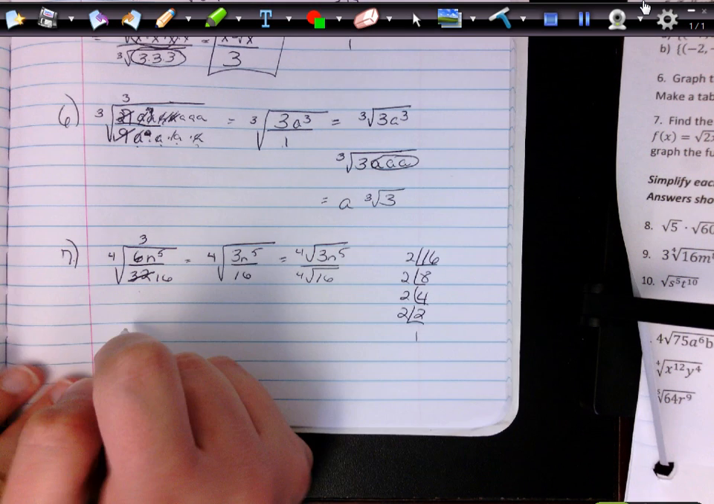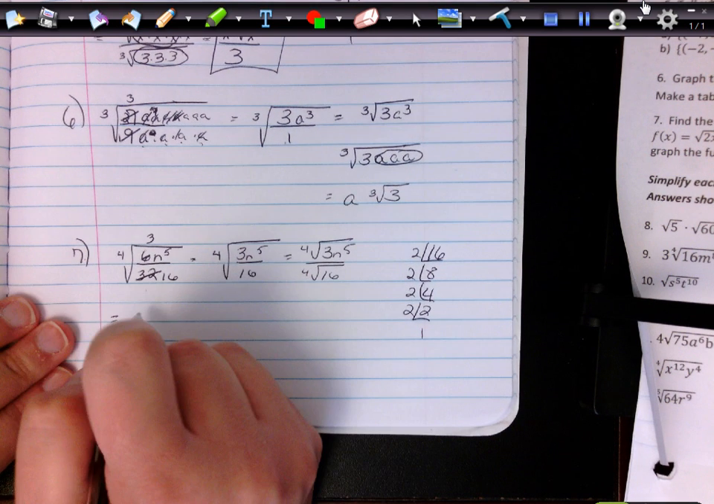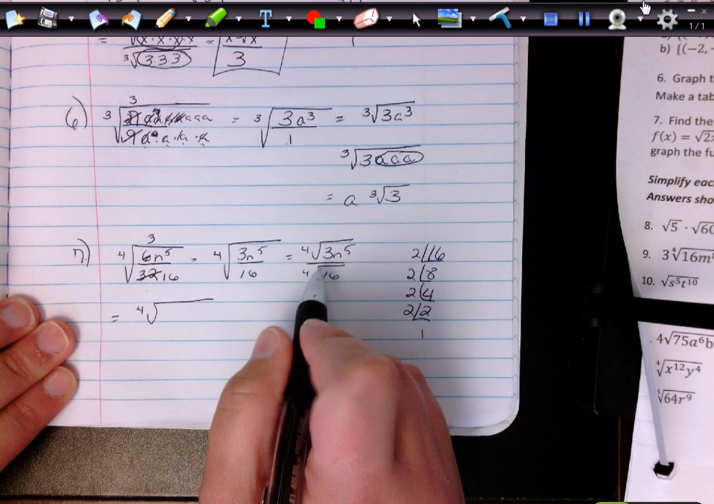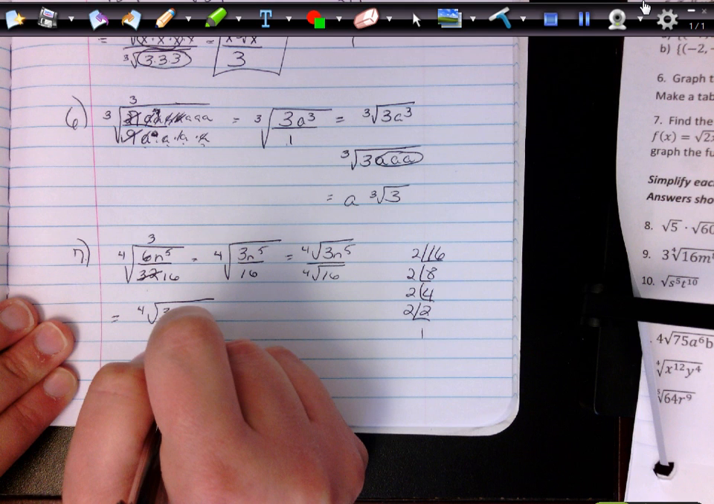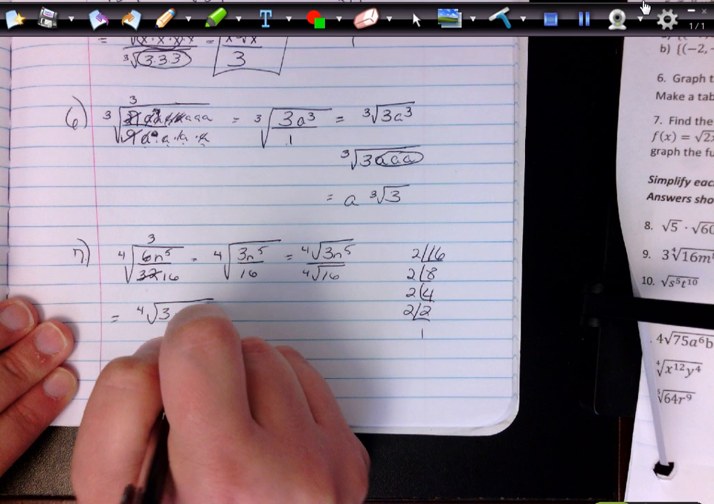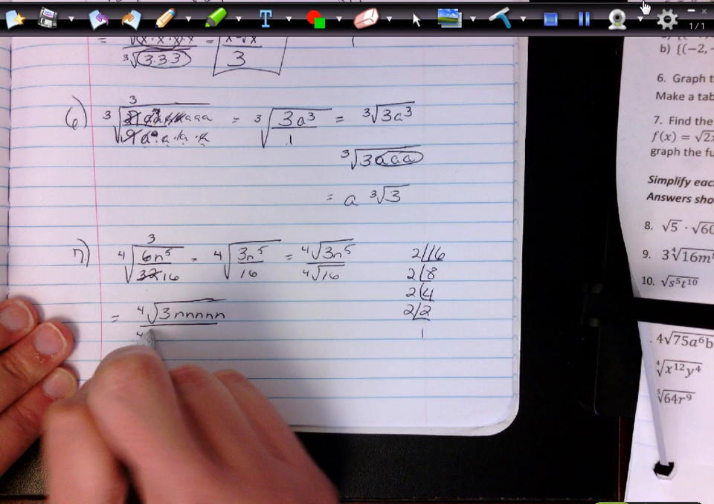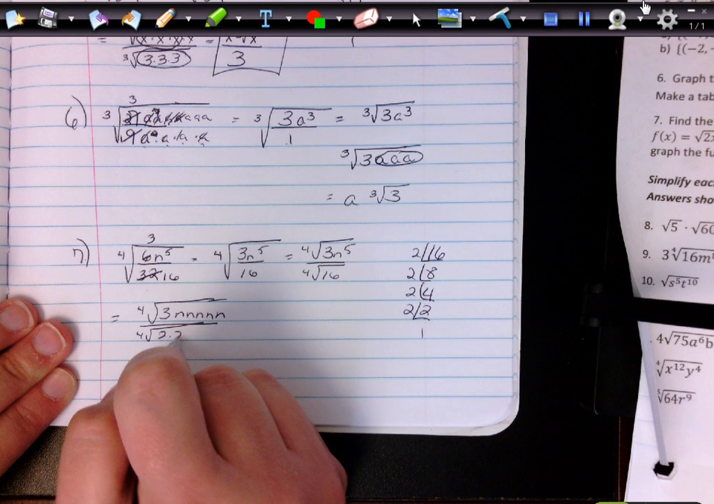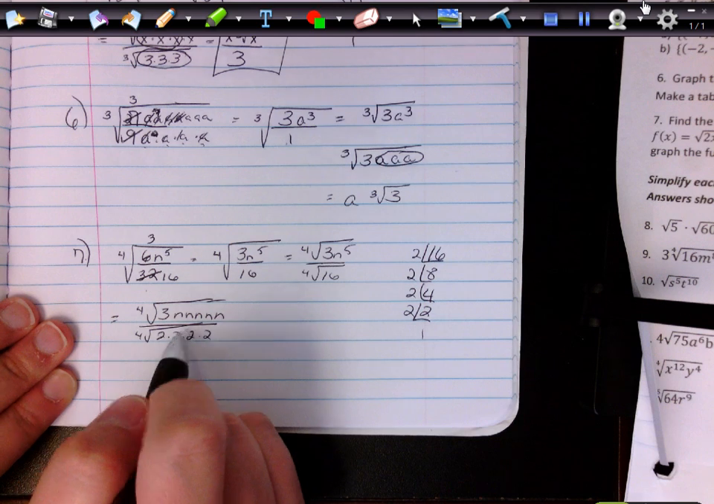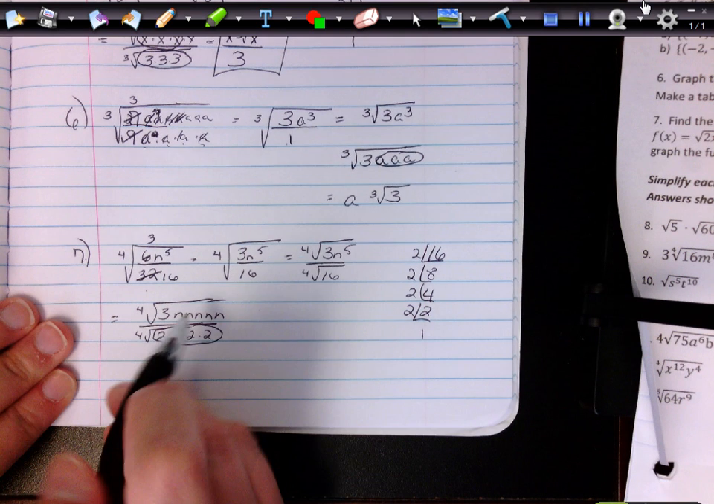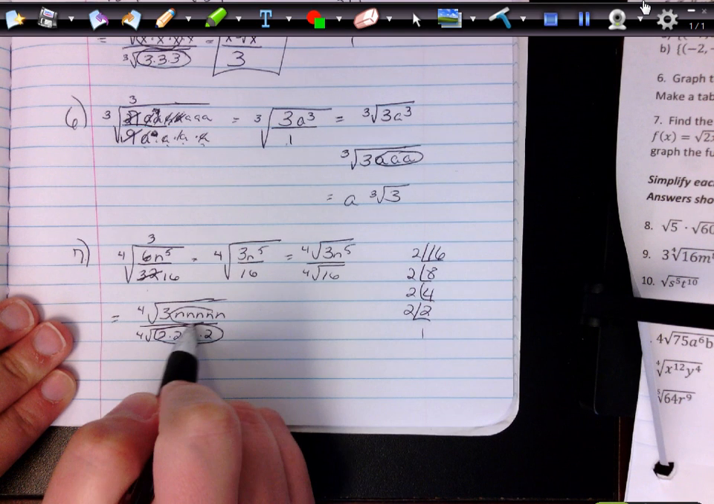So I'm going to come down here and say the 4th root of 3. Now 3 is prime, so I don't have to birthday cake that. But I do need to write out my 5 n's over the 4th root of, and I end up with 4 2's. Okay. So again, this one's going to work out nicely. I needed a group of 4, and I have a group of 4. I also have a group of 4 n's on the top.